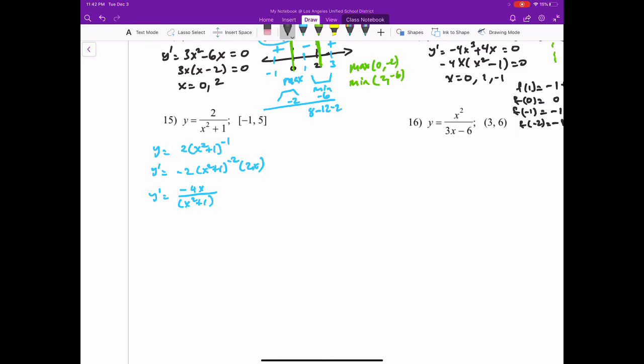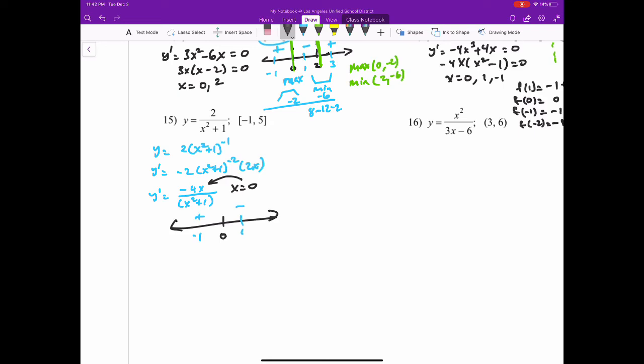When will this ever become 0? When x is 0. See, that will make the top go to 0. And the bottom actually never becomes 0 because x squared, a positive, plus a positive, is always positive. We actually have 1 point to check here. Let's take a look at my number line. x is 0. And if I look on the right side, if I plug in, like, number 1, that becomes a negative value. If I plug in negative 1, this becomes a positive value.